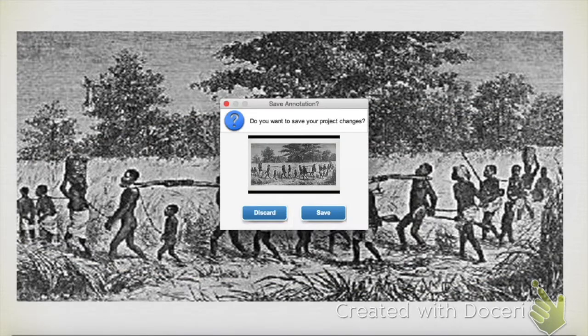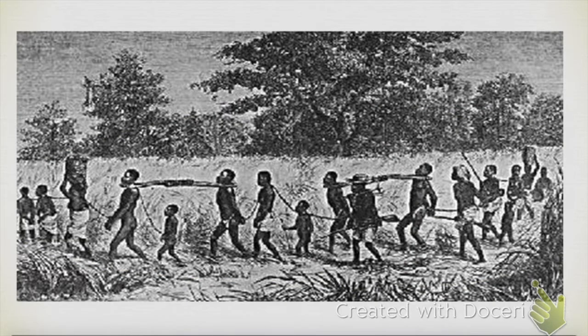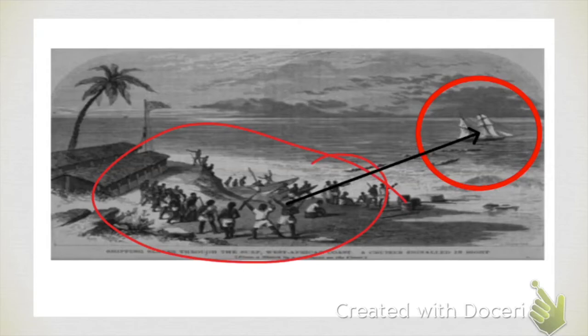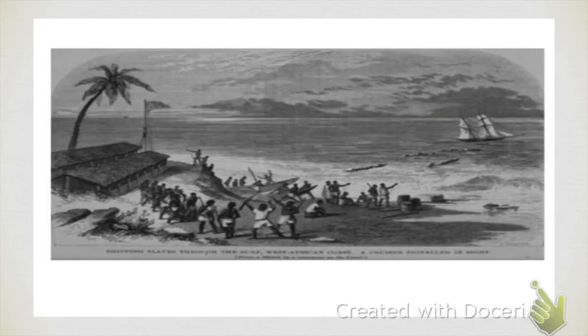Well, let's take another look at another slide here. On this slide, you have shipping, and the shipping of slaves out to a European ship. But notice there are only Africans moving these slaves out to the European ship. Once again, showing internal agency in this movement of slaves and Africans controlling their region at the time.